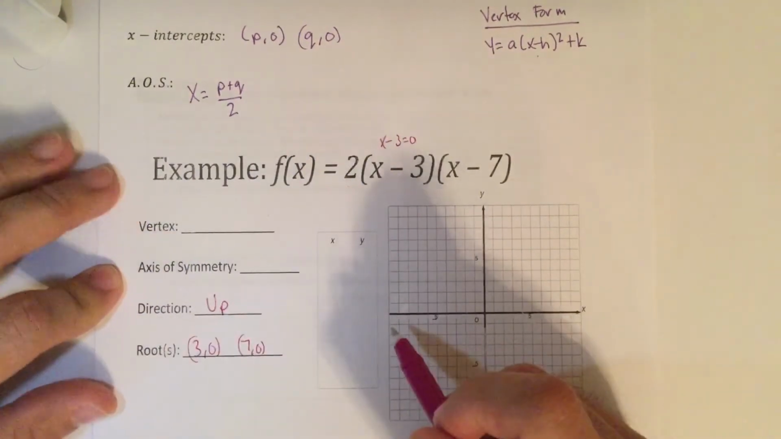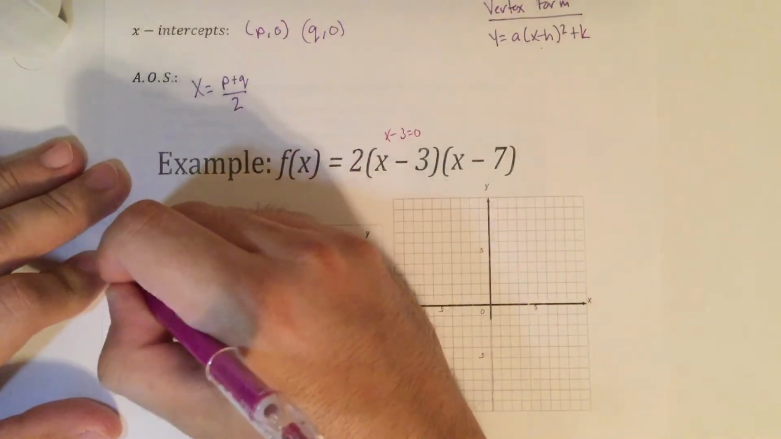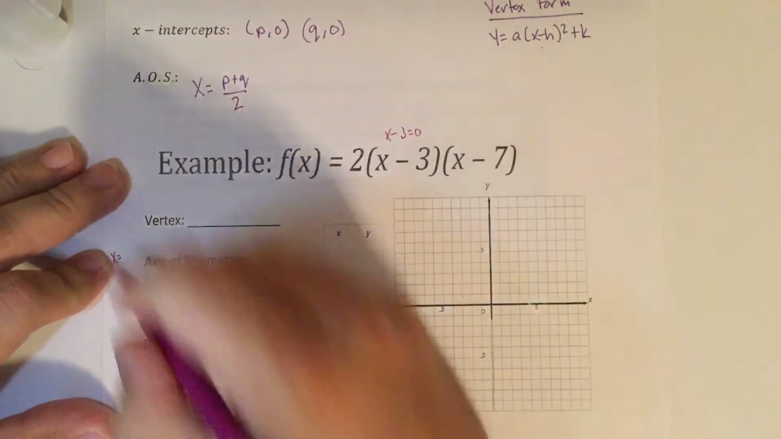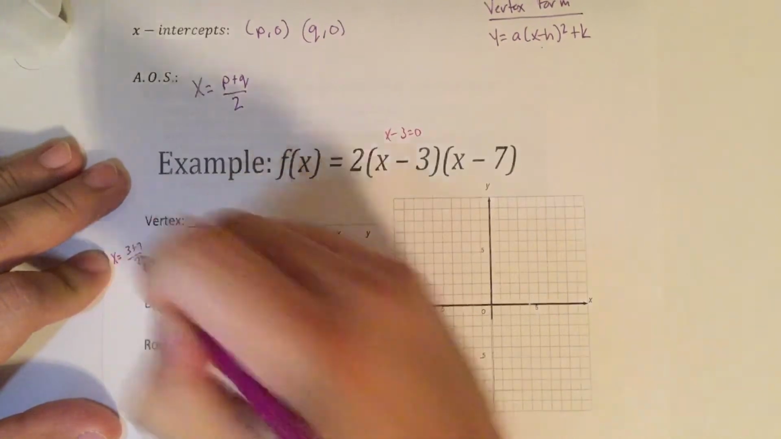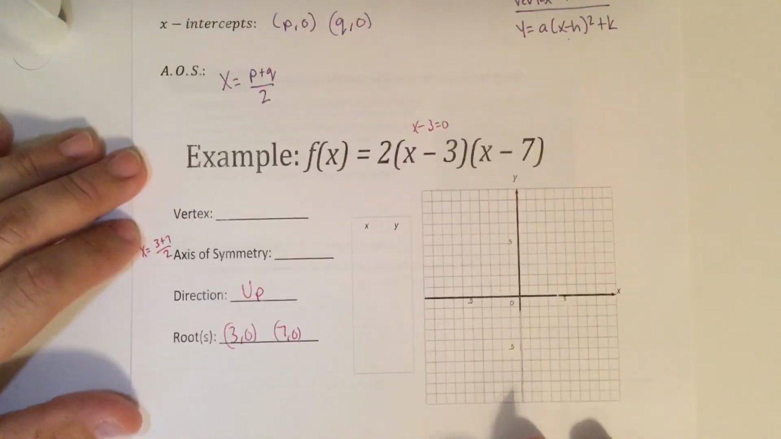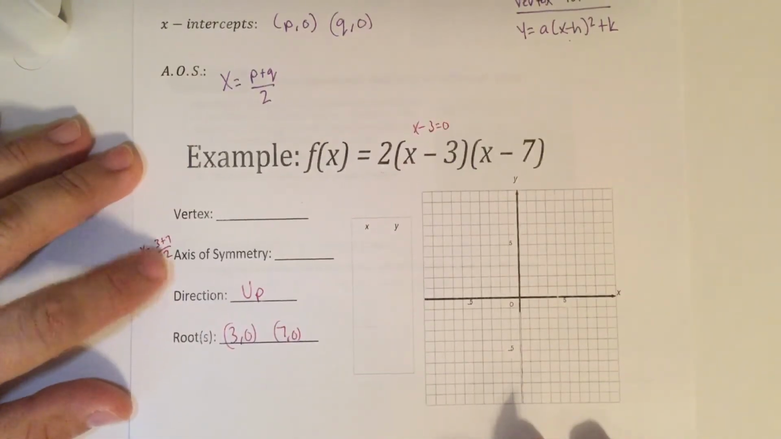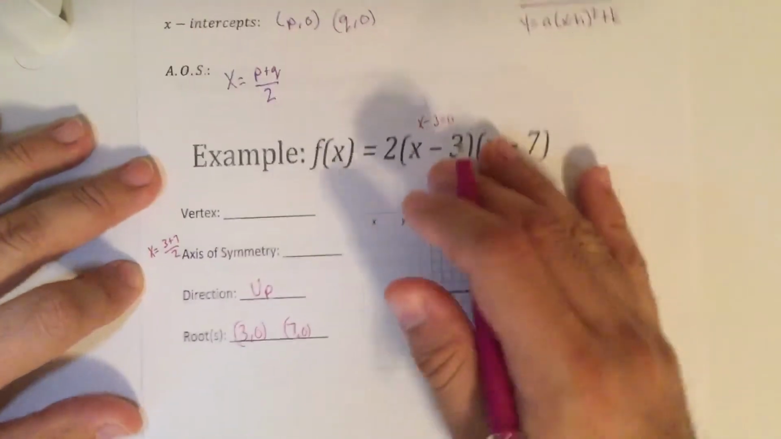All right, for the axis of symmetry, what we're going to do is take the roots, 3 and 7, add them together, and then divide by 2. So x equals 3 plus 7 divided by 2. So 3 plus 7 is 10. 10 divided by 2 is 5.